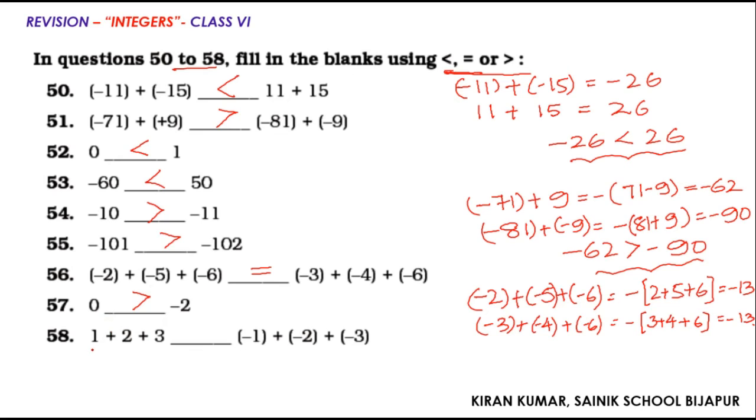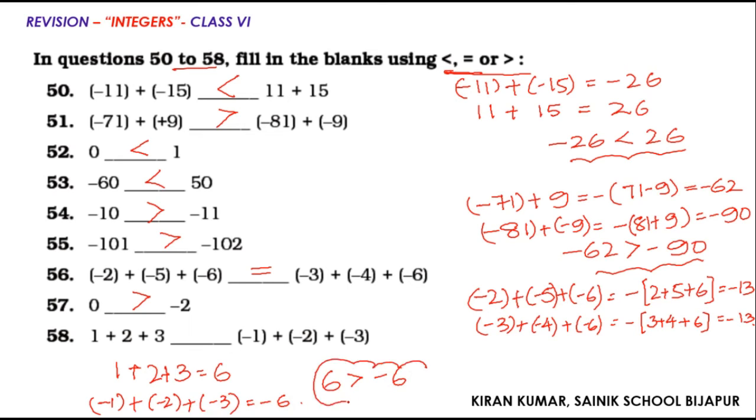Question 58. 1 plus 2 plus 3 is 6. Let me mention it here. 1 plus 2 plus 3 is 6. When negative 1 is added to negative 2 added to negative 3, we get negative 6. On comparison, 6 is larger than negative 6. So we have to use the greater than symbol here.